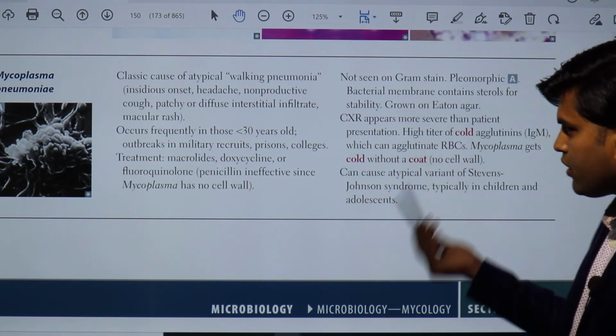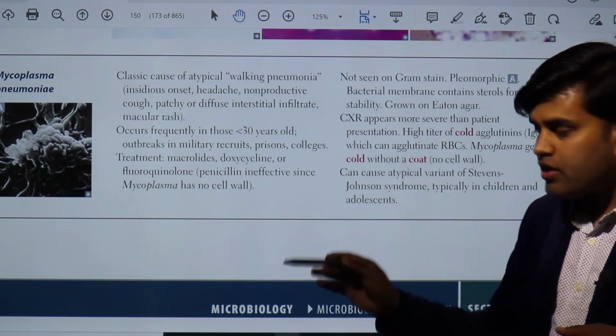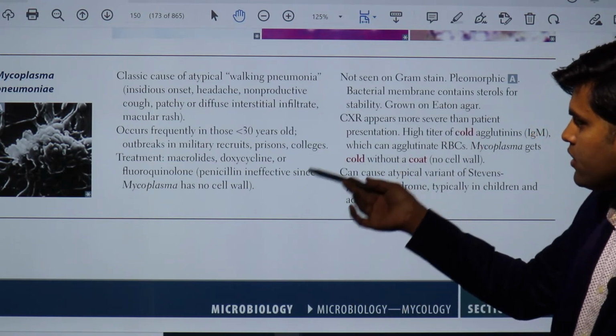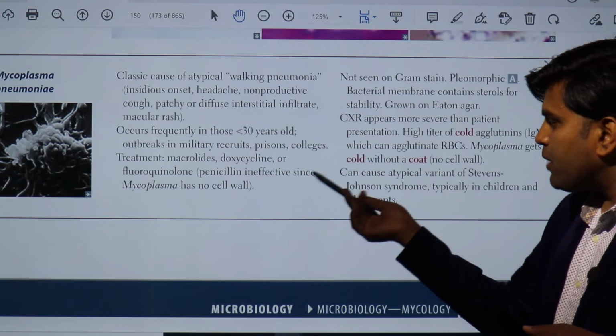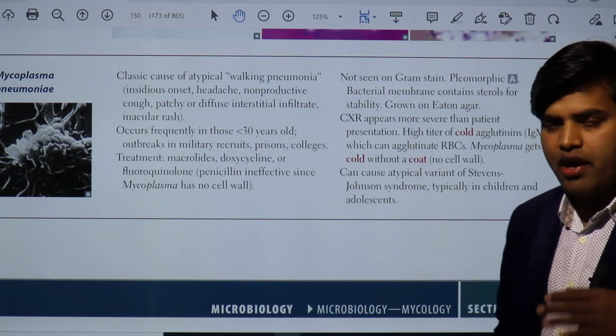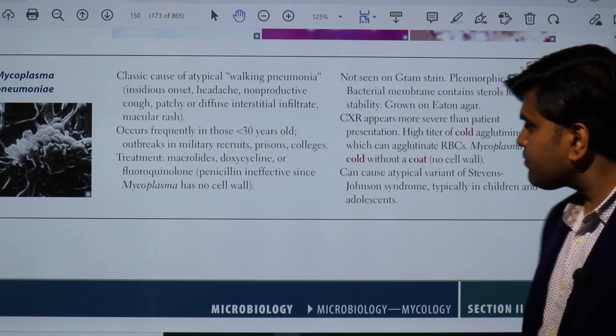Treatment: we know penicillin will not work on it. There are treatment options like macrolides, say doxycycline, or fluoroquinolones. Penicillin is ineffective since Mycoplasma have no cell wall.